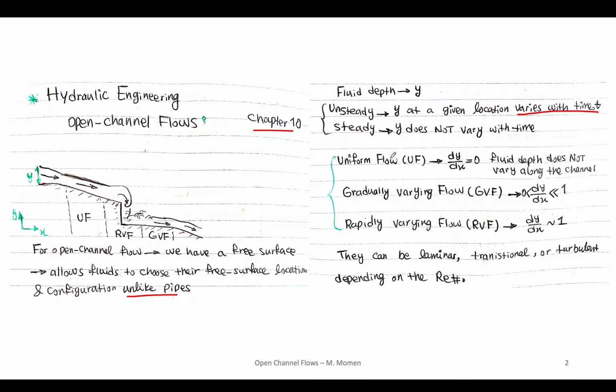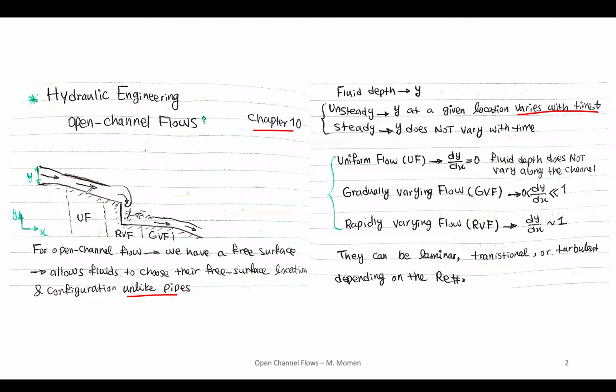So this is the difference between steady and unsteady flow. And then we also have other kind of definitions. A uniform flow, which we show with UF, is a flow in which the depth does not vary along the channel.